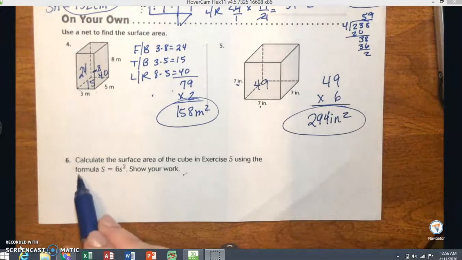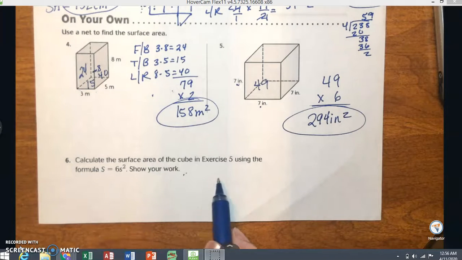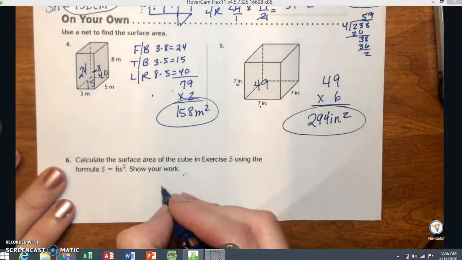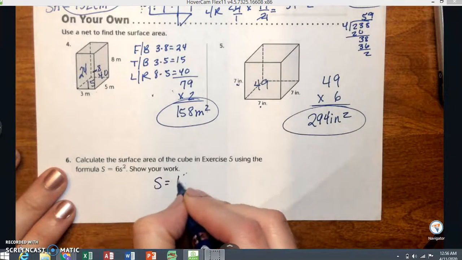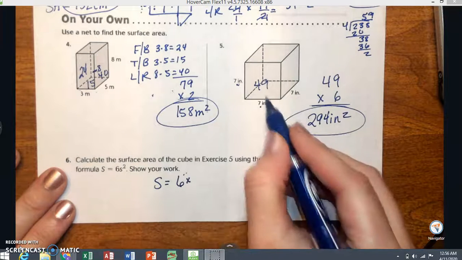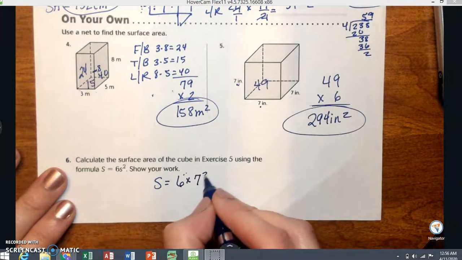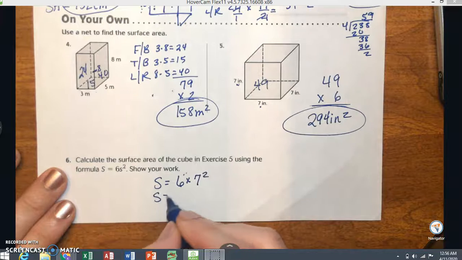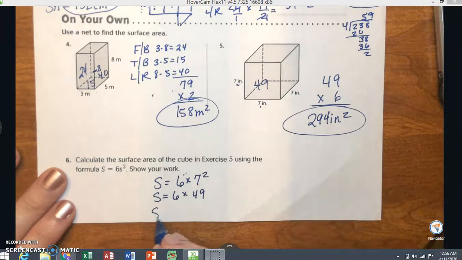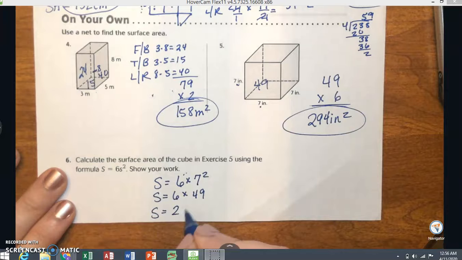Alright, number 6, calculate the surface area of the cube in exercise 5, this one, using the formula. So my formula is S equals 6 times side squared, and the side was 7, so 7 squared. So that means we're saying 6 times 49, which is exactly what we did over here. Pretty much, we just did it without the formula.